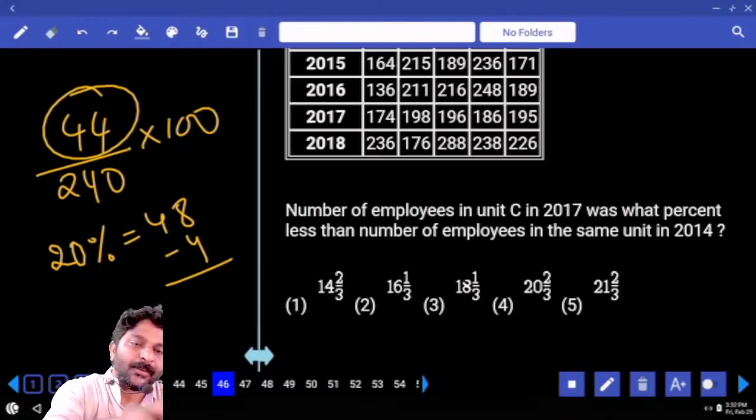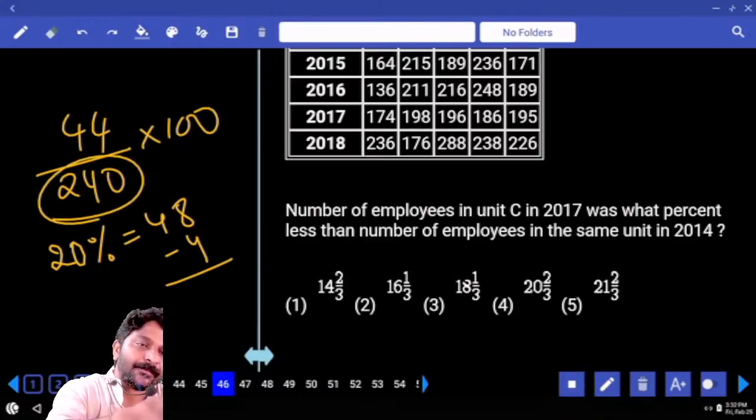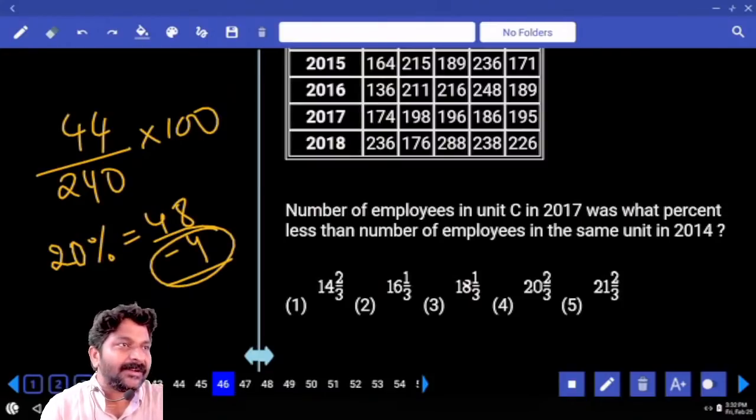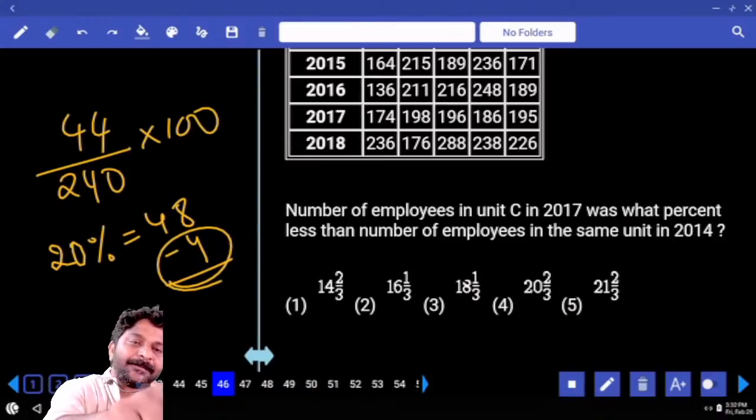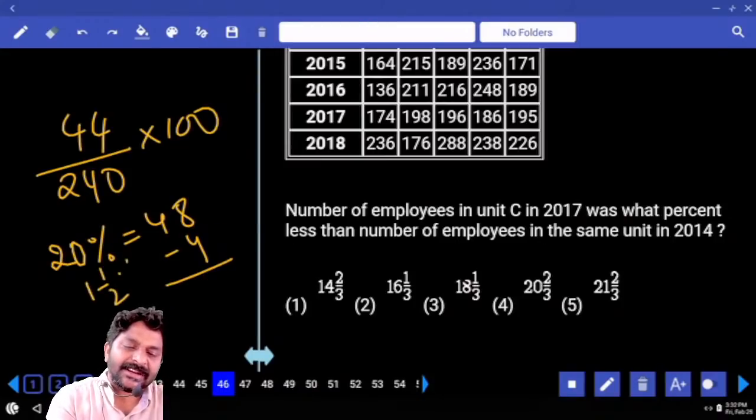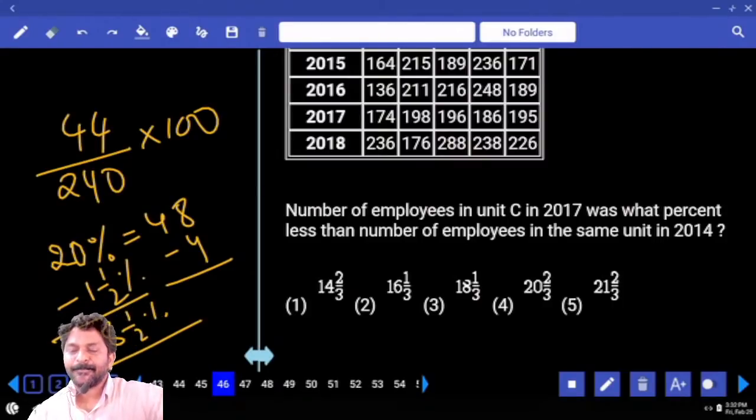Correct? What is 1% of the denominator? But our number is more than that. What is 2%? 4.8. This is less than that. Can I approximately treat it as 1.5%? If it is subtracted, the answer should be near about 18.5%. Third option.